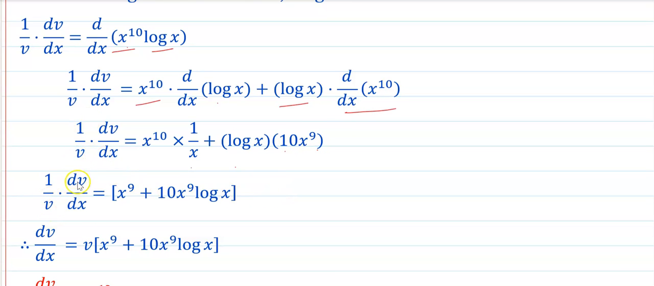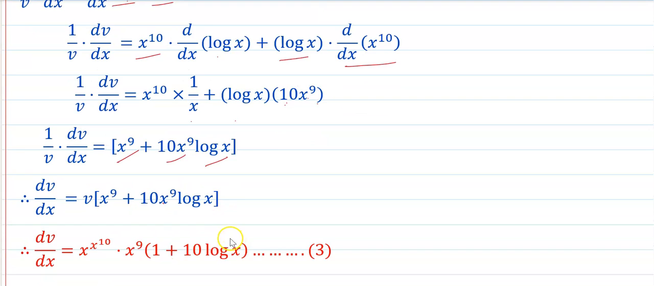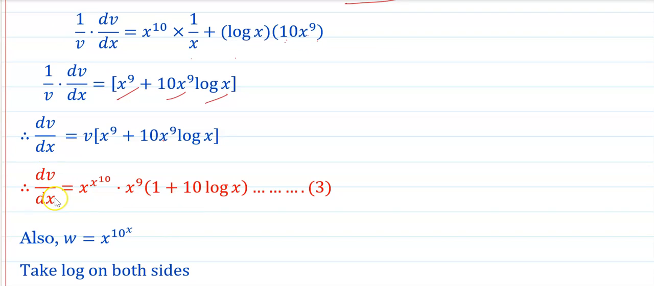Therefore 1 upon v dv by dx is equals to. Now look here: x raised to 10 into 1 upon x, meaning one power reduces. Then you will get x raised to 9. Next, 10 into x raised to 9, keep it as it is, into log x. Okay. Therefore dv by dx is equals to v times x raised to 9 plus 10 into x raised to 9 into log x, and hence dv by dx is equals to, substitute the value of v.